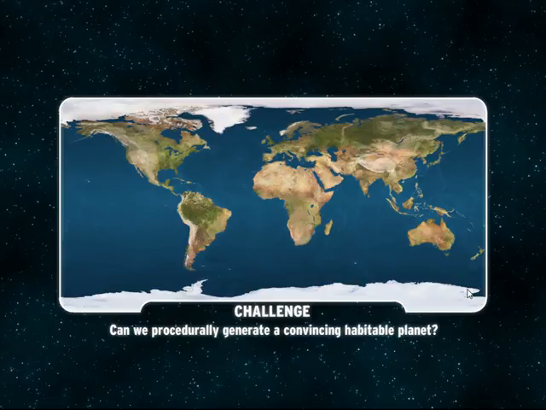And so now we're back at the actual challenge, and the challenge was, can we procedurally generate a convincing habitable planet without the need for texture? So this is the texture that we're going to need to duplicate, and this is going to be quite difficult because we have all of these continents that are different shapes. We have small little pieces for islands. We have these oceans that have currents in them.